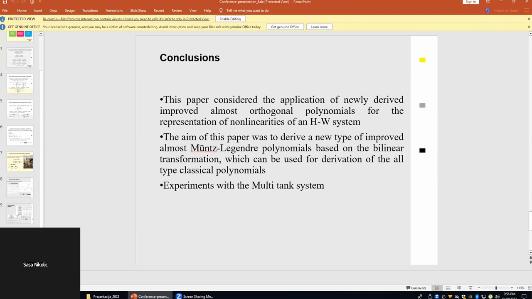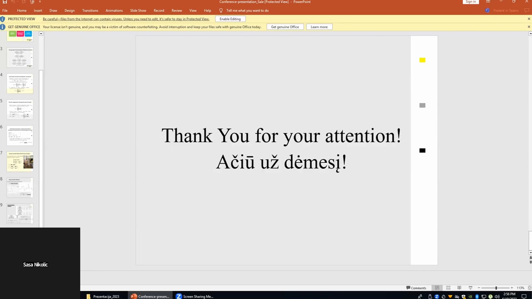From a technical aspect, both nonlinearity functions in the Hammerstein-Wiener model are replaced with improved almost orthogonal functions and classical polynomials. On the other hand, their combinations are used to improve the accuracy of the proposed method for identifying numerous engineering applications. In future work, we will consider the possibility of using deep learning techniques and neural networks together with the improved Hammerstein-Wiener structure proposed in this paper. Thank you for your attention.